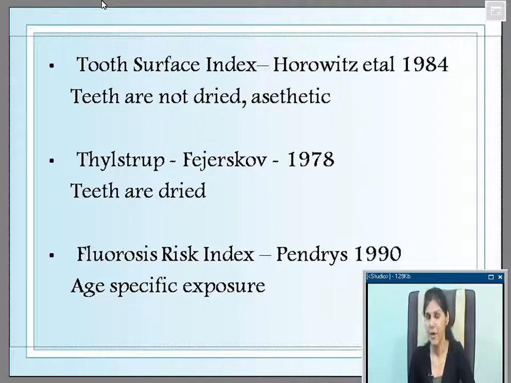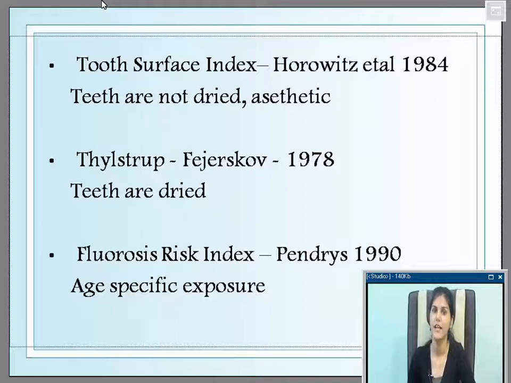But that is not a drawback of this index. Why? Because the main purpose why this index does not dry teeth is it wants to see whether the fluorosis that the patient has causes any aesthetic hampering for the patient. That is, whenever you are talking or whenever you are smiling, your teeth are never in an extremely dry state. They are kept moist by the saliva. So, when you have a little bit of water content, the fluorosis white stain might not be that prominent. So, it is just going to assess your aesthetic hampering because of fluorosis.